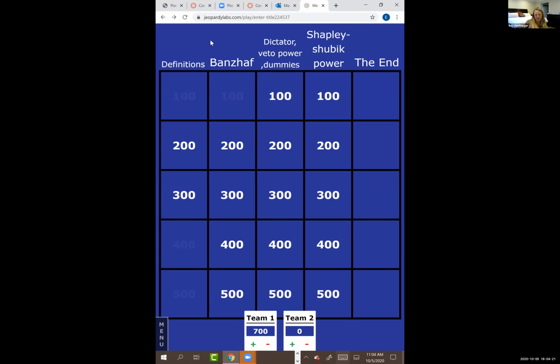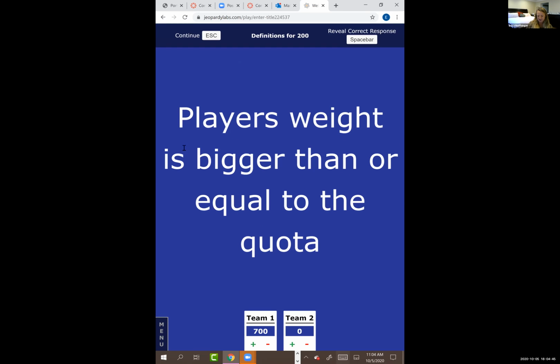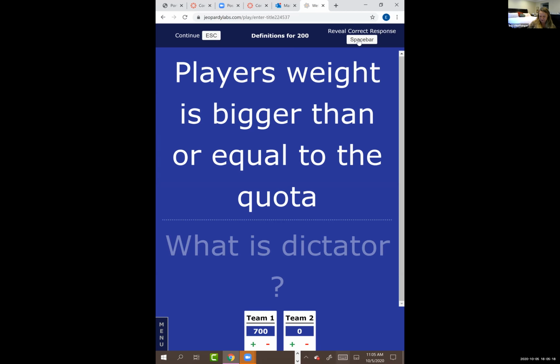Okay, what about you, Dolores? You around? I know some of you have little kids or you have kids that sometimes you're walking away. Anyone else want to chime in? Definitions, okay, yeah, definitions for 200. A player's weight is bigger than or equal to the quota. What is it called if a player's weight is bigger than or equal to the quota? So what I think I read correctly was dictator. Okay, everybody agree? Okay, let's see. What is a dictator?